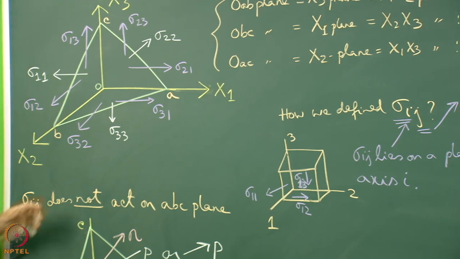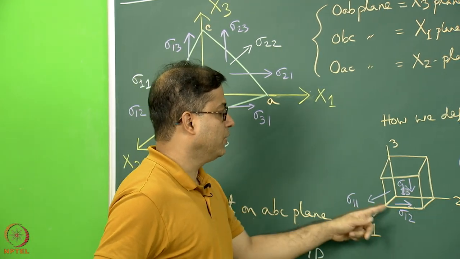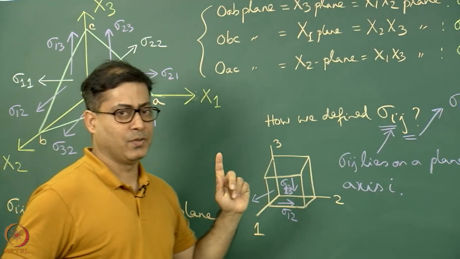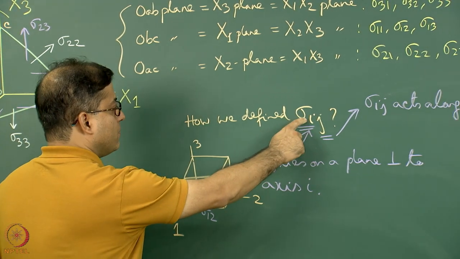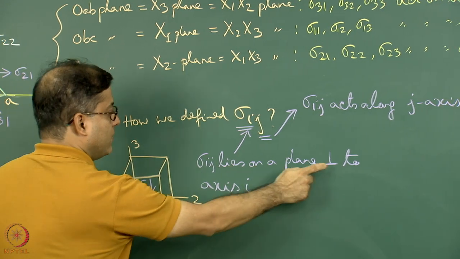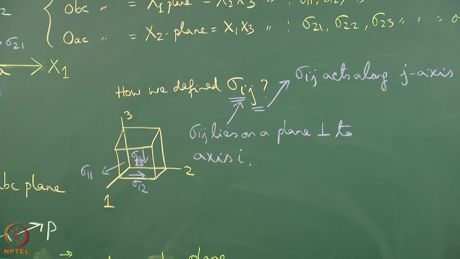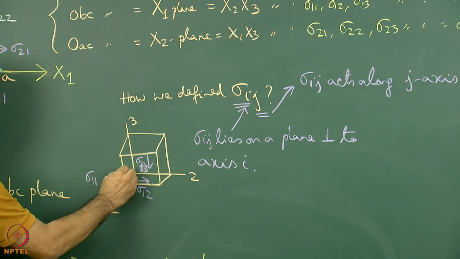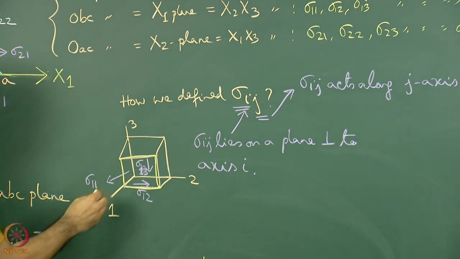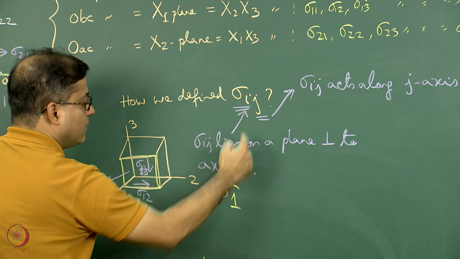Now we will recollect this symbol sigma ij. To recollect, I am taking you back to this small cube on which the stress resolution was done and on which we defined sigma ij. When I write I as the first subscript, it indicates that sigma ij lies on a plane which is perpendicular to axis I. In this particular case, the plane which I can mark over here is perpendicular to axis 1. Therefore, stresses acting on this plane will be represented by sigma 1, I equal to 1.